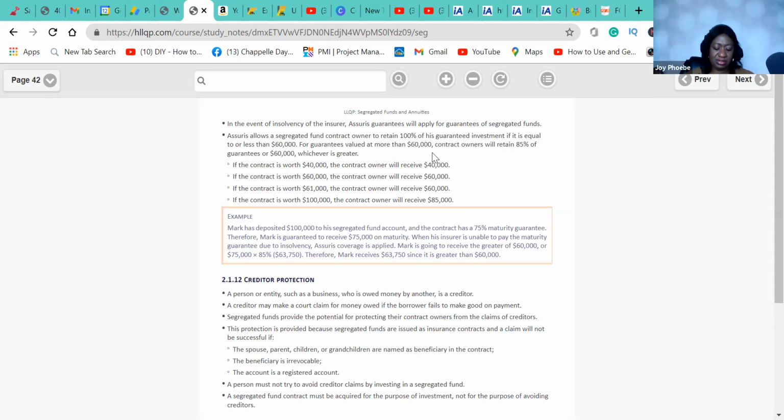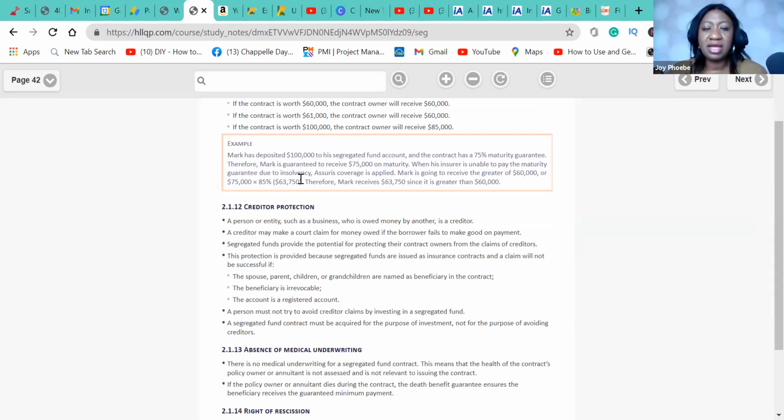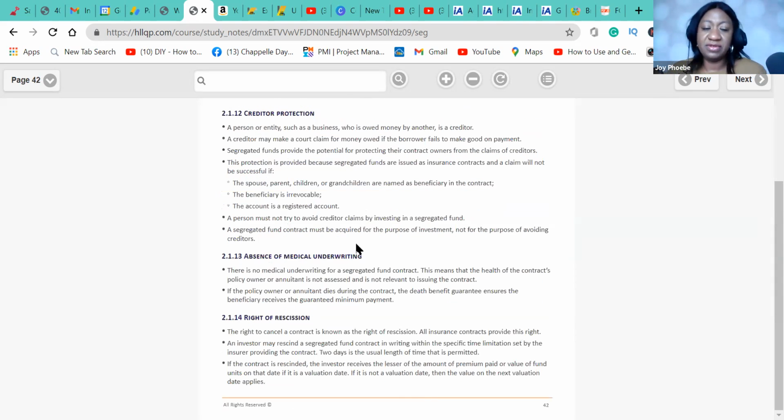Let me see. 75 times 0.85 is actually 63,750. But if it's an investment that gives 100 guarantee, it means this person will receive 85,000, which is 85% of 100,000.